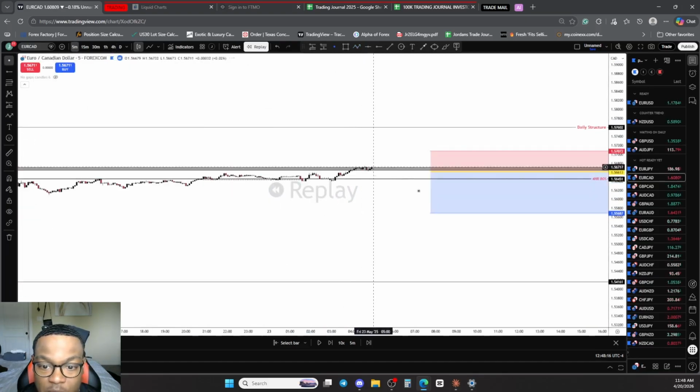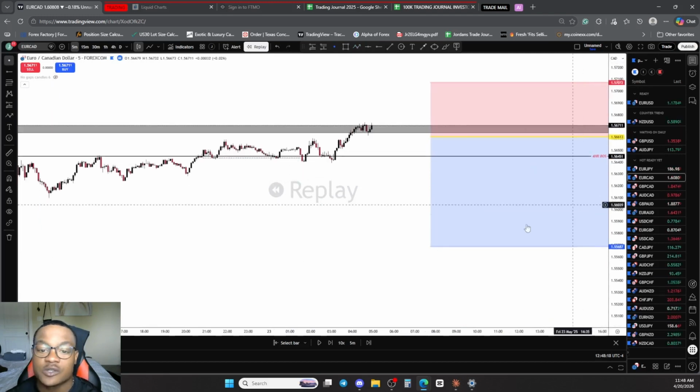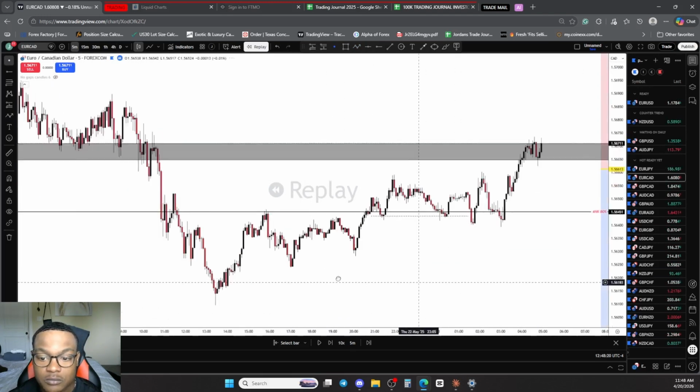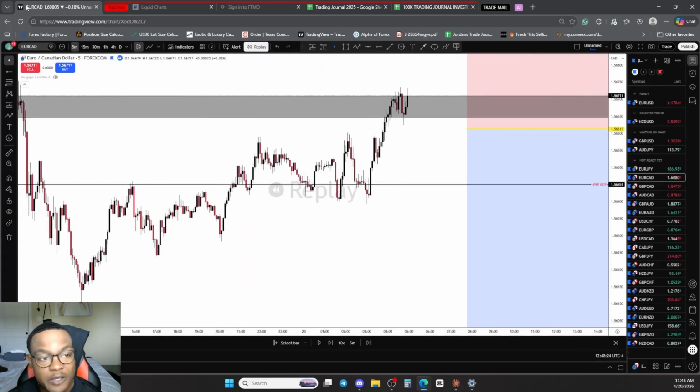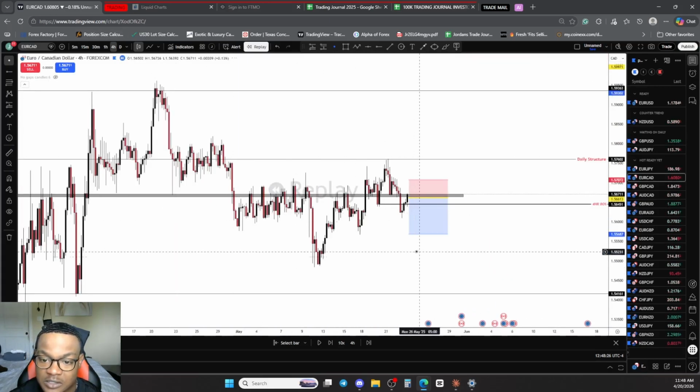So now we see that price is at our zone. We're at our entry zone. We are ready to go. Not just yet. Why? Because, like I said, we have to make sure we're in the right time session to trade.